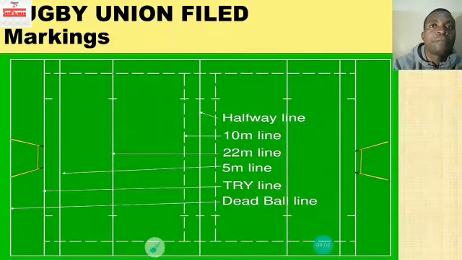Over here also you can observe the rugby union field markings. Their names: the dead ball line, the try line, the 5-meter line, 22-meter line, 10-meter line, and halfway line. And these are the lines that we have talked about.